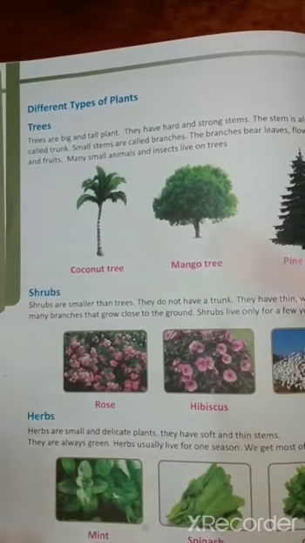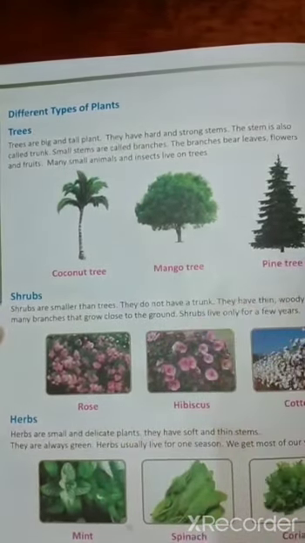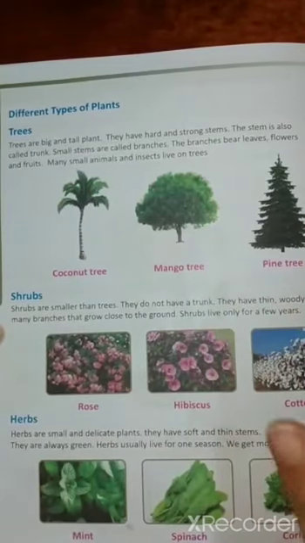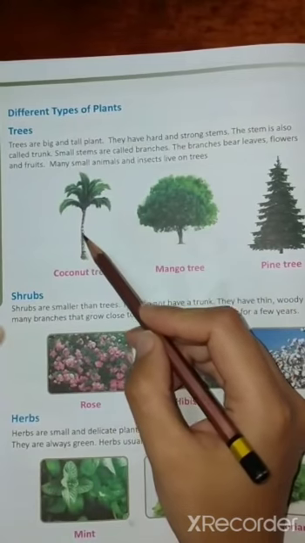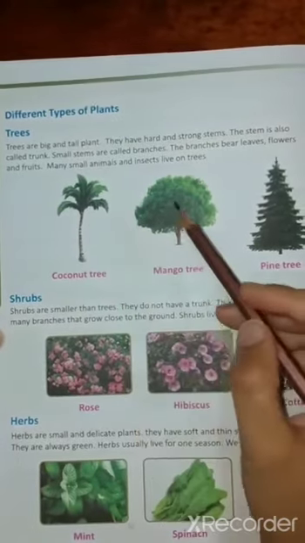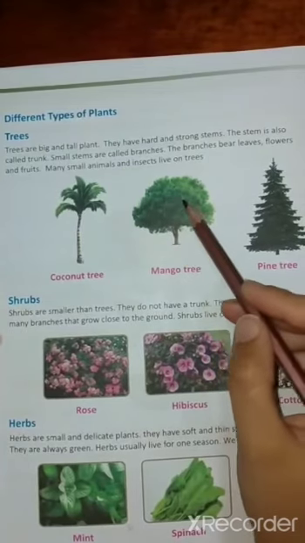So I'm again comparing these three: trees, shrubs and herbs. Trees are big and strong plants. They have strong stems, and their strong stem is known as the trunk, and they have so many branches. These small stems are known as branches.